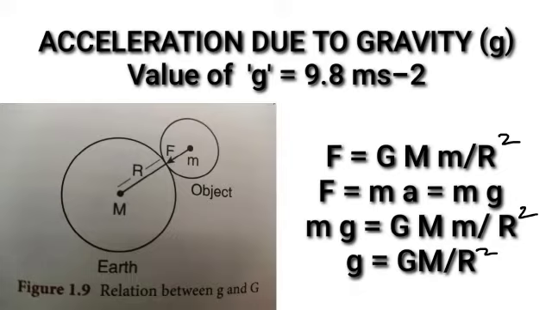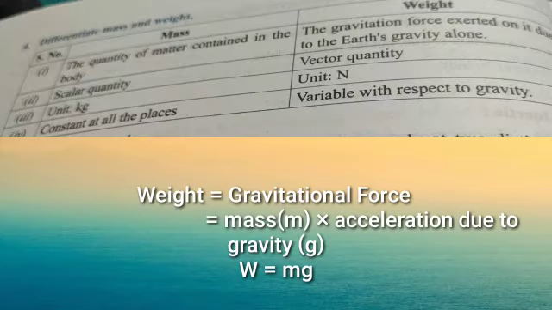Now you can see two objects, one with capital M and one with small m. The capital M represents the mass of the earth. Another one is the object present on the earth. Comparing these two objects, capital F is equal to capital G, capital M, small m by R square, and also we know that F is equal to ma, that is equal to mg. Therefore, mg is equal to capital G, capital M, small m by R square. Therefore, acceleration due to gravity small g is equal to capital G, capital M by capital R square. So, the mass of the earth capital M is equal to small g capital R square by capital G.